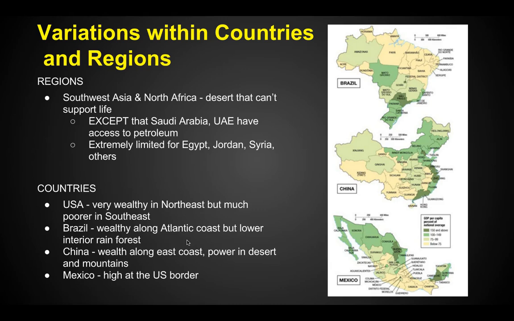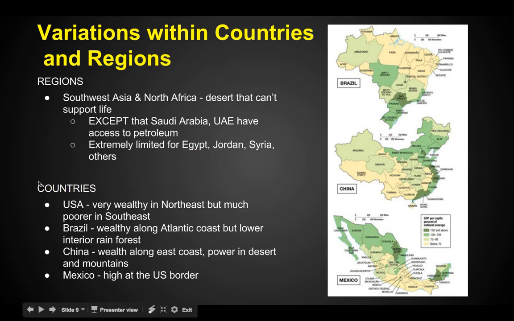Within the development index, of course, looking at countries, you have variations within countries and in certain regions. Within regions, for example, Southwest Asia and North Africa, they have huge desert areas and they can't really support life. Except you look at countries like Saudi Arabia and the United Arab Emirates, they have access to petroleum. So they're able to thrive because they have the money to create infrastructure, education, and healthcare. It's extremely limited for countries like Egypt, Jordan, Syria, and others.